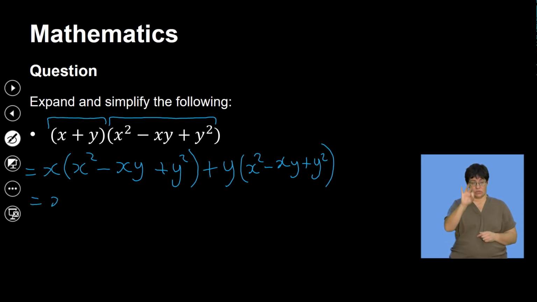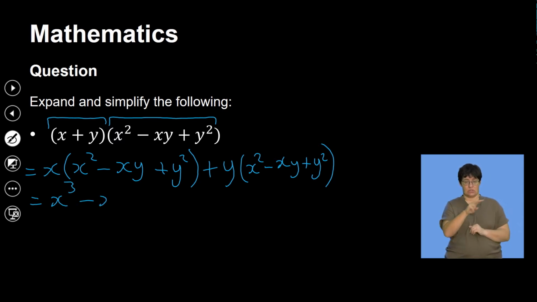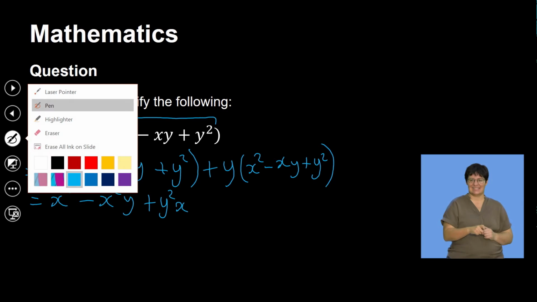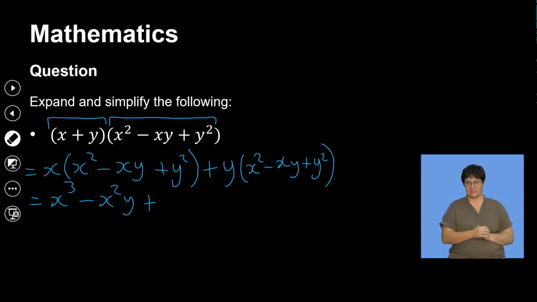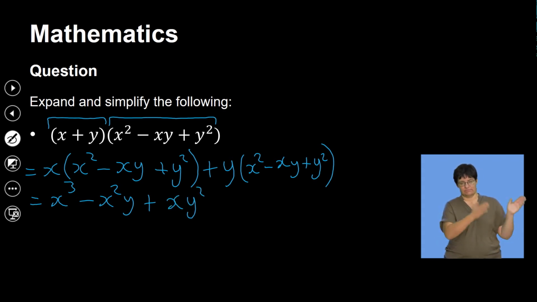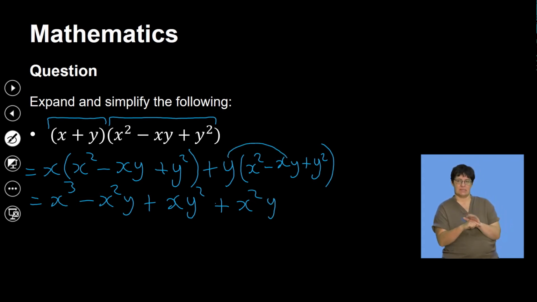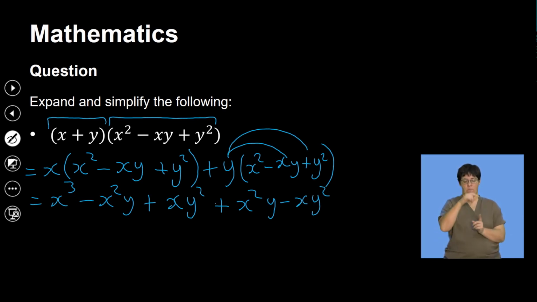So this becomes x cubed minus x squared y plus y squared x, right? But we just need to start with the x, because remember I just said we normally write them in alphabetical order. So this will be x y squared. Then let's go to the other bracket. When we remove the bracket, it becomes plus x squared y. Then if I multiply that one, it becomes minus x y squared. If I multiply the last one, it will be plus y cubed.